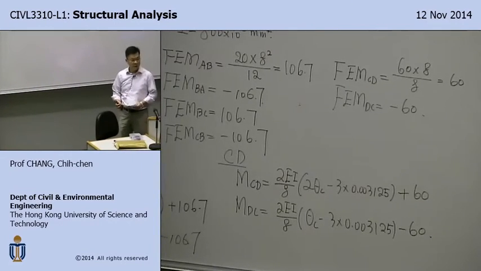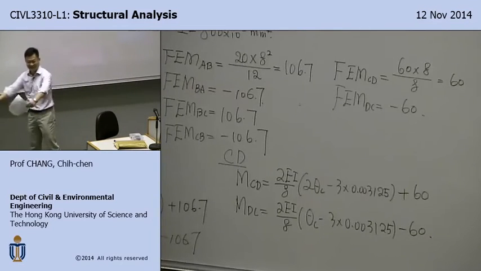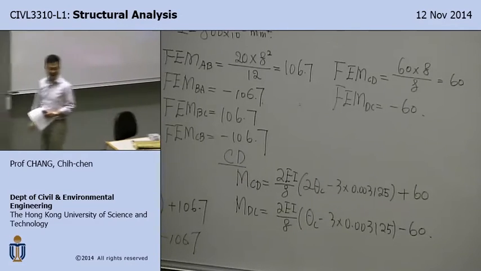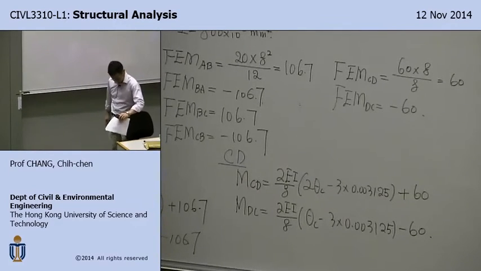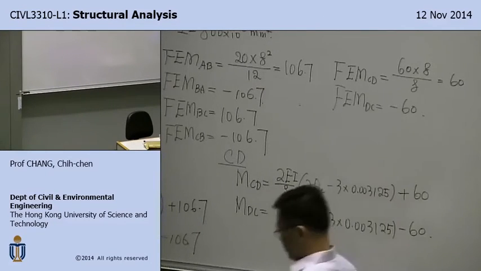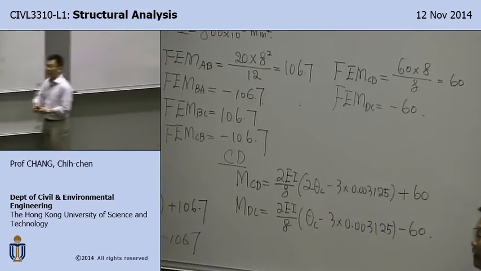You guys are getting bored? Maybe I can move on faster? No? I am getting bored. I'm writing the same equations like 10 times, 12 times. So is there any place that you don't quite follow or understand? Okay, next is the joint equilibriums. So, two joints. Yes?